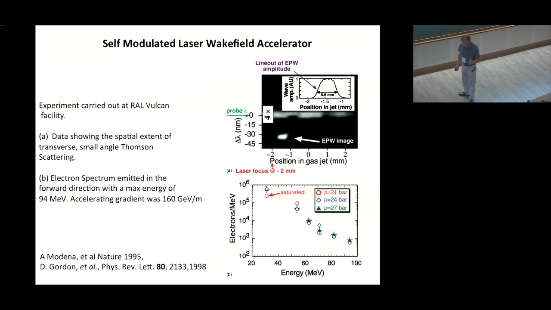This was an experiment that was really done in the lab in the 90s. We still hadn't got to the really short pulse lasers yet. They were just coming online. So Modena, working with Chan Joshi and the Rutherford people, were looking at this sort of self-modulated laser Wakefield accelerator and getting good results. I mean, they were getting up to hundreds of MeV. And that was a high-energy tail.